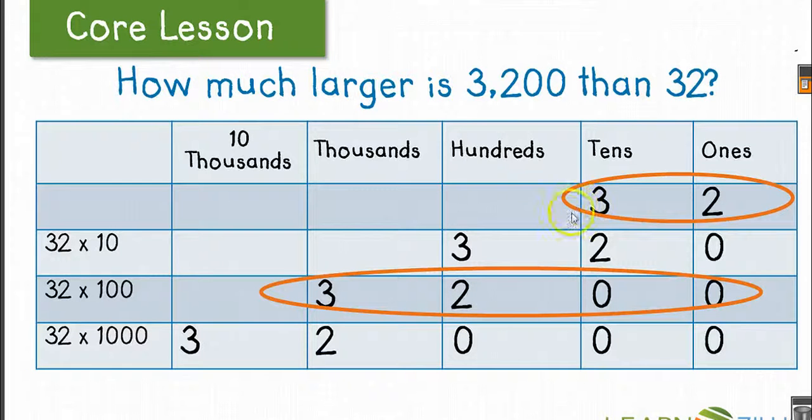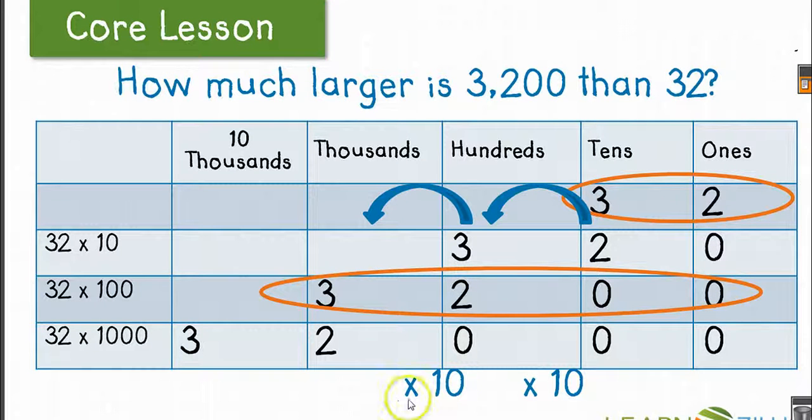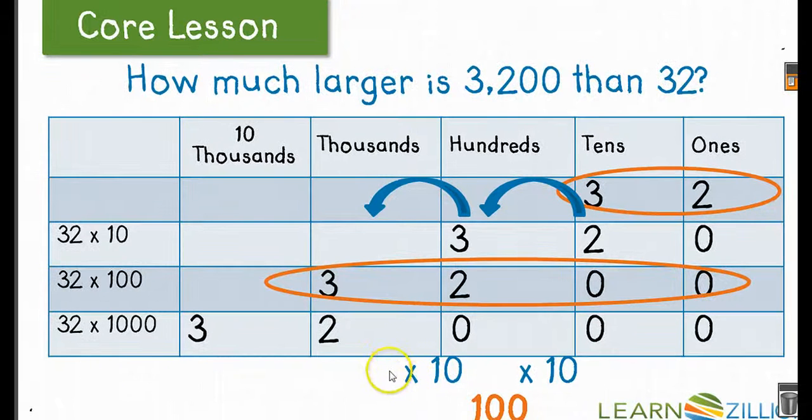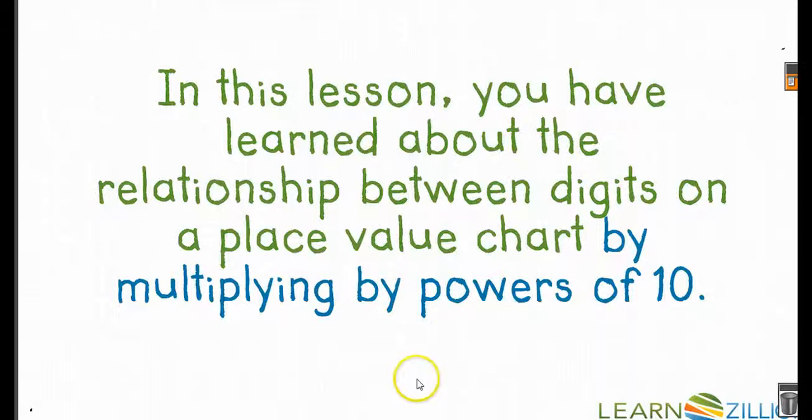Now if you will notice, it went from tens to hundreds up to thousands. So first I jumped from tens to hundreds, which means I had to multiply times 10, and then I jumped from hundreds to thousands, which means I had to multiply times another 10. So 10 times 10 would give me 100. Very good.